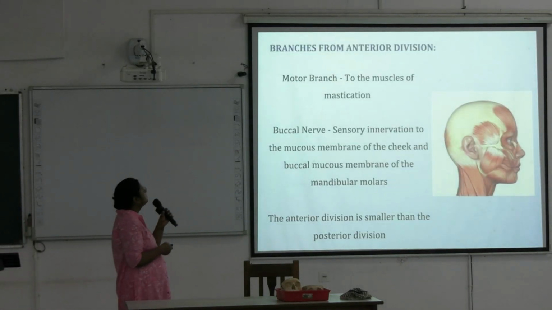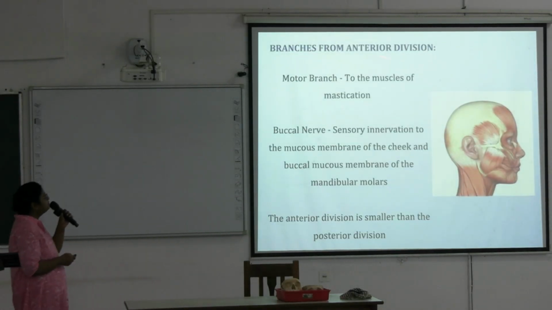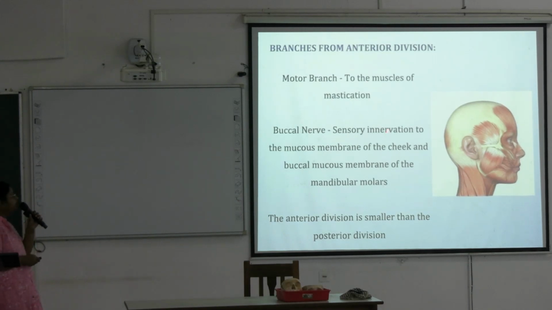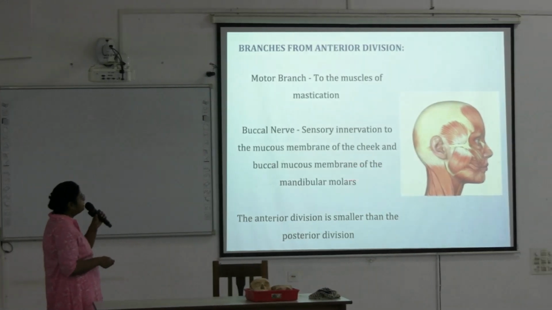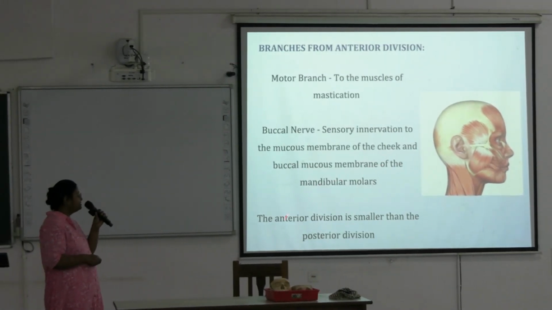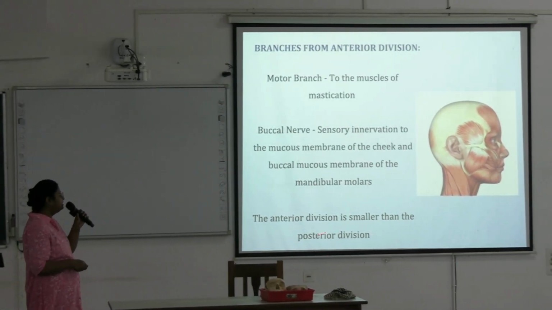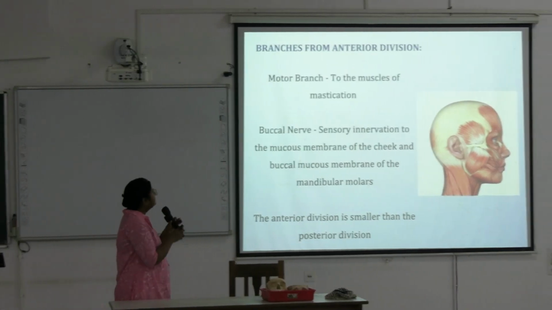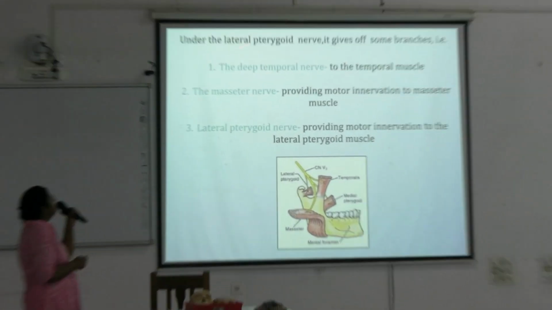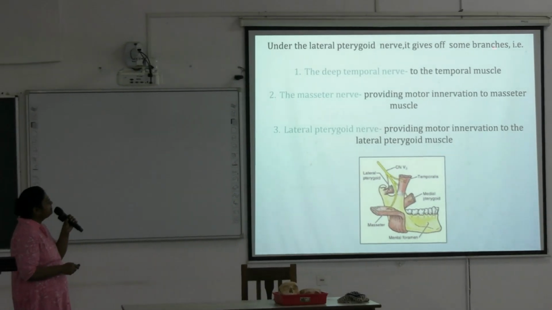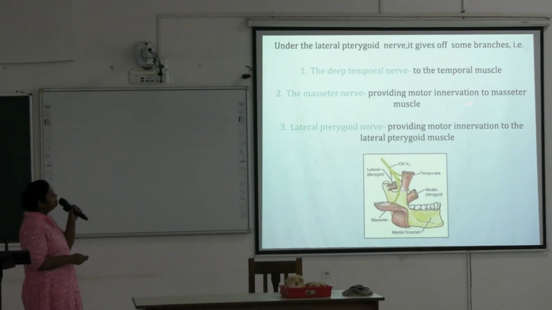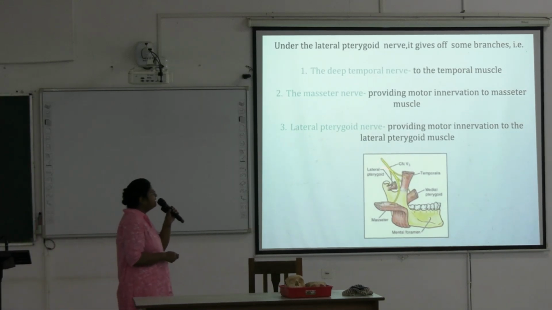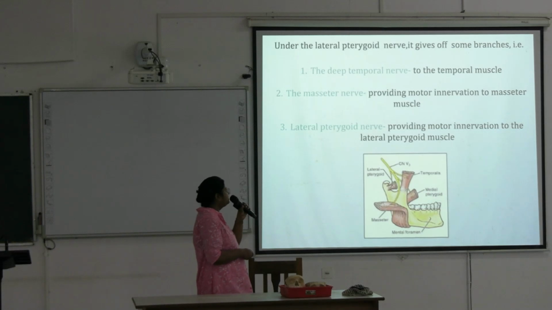Next, branches from anterior division: motor branch to muscles of mastication, buccal nerve, sensory innervation to mucous membrane of the cheek, buccal mucous membrane of the mandibular molars. Anterior division is smaller than the posterior division. Next, under the lateral pterygoid, it gives off some branches: deep temporal nerve to the temporal muscle, masseter nerve providing motor supply to masseter, lateral pterygoid nerve providing motor supply to lateral pterygoid. These are the supplying muscles.